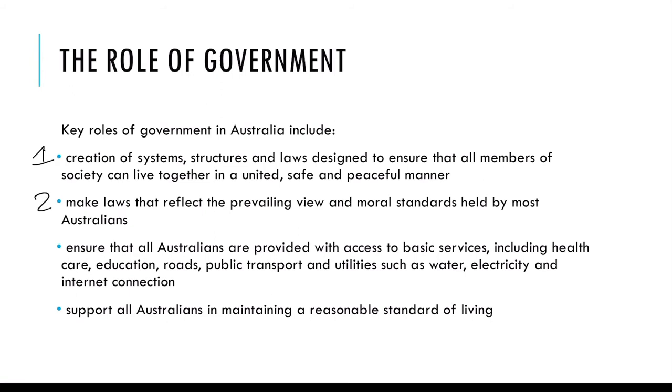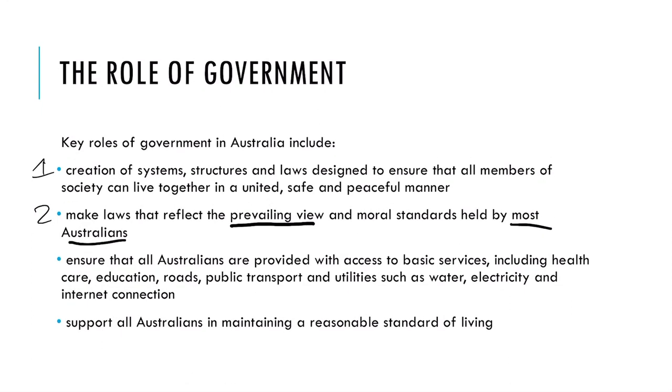Second is to make laws that reflect the prevailing view and moral standards held by most Australians. Now, this is a particular sticking point because we have every chance that you might disagree with a law that the government has put in place. But because they're elected by a majority of people in the country, it stands to reason that most of the laws created by Parliament reflect the moral standards of the community. And if they don't, then they'll be elected out of government.